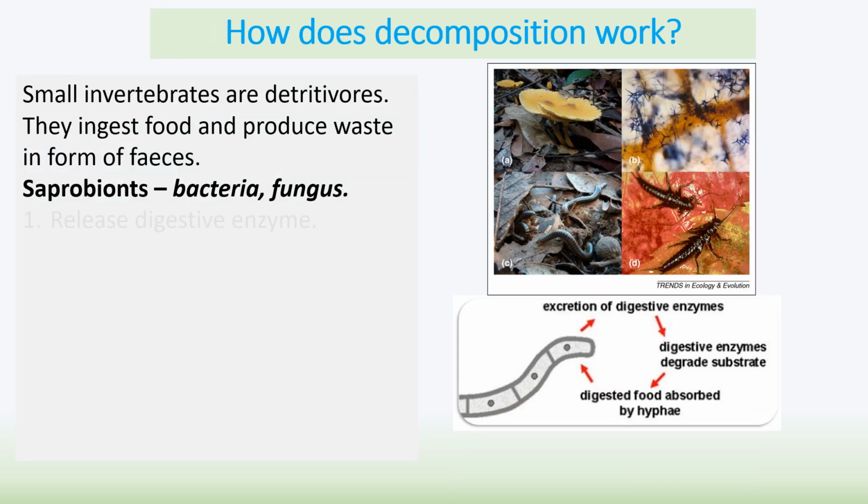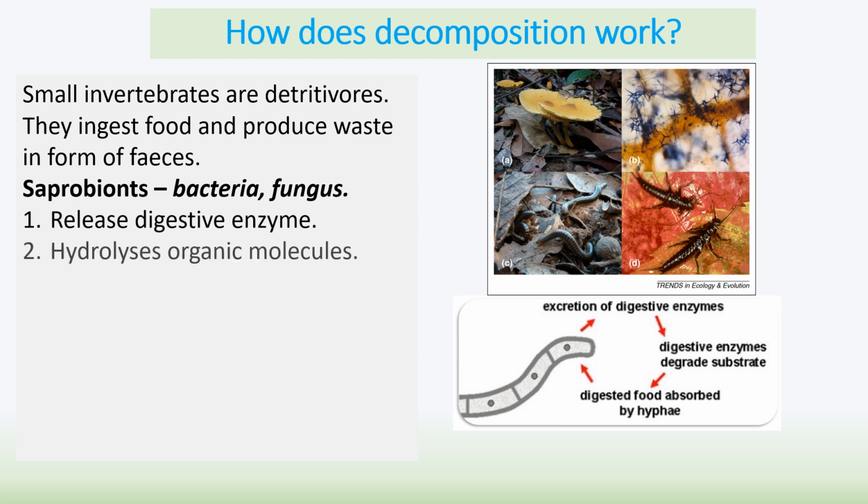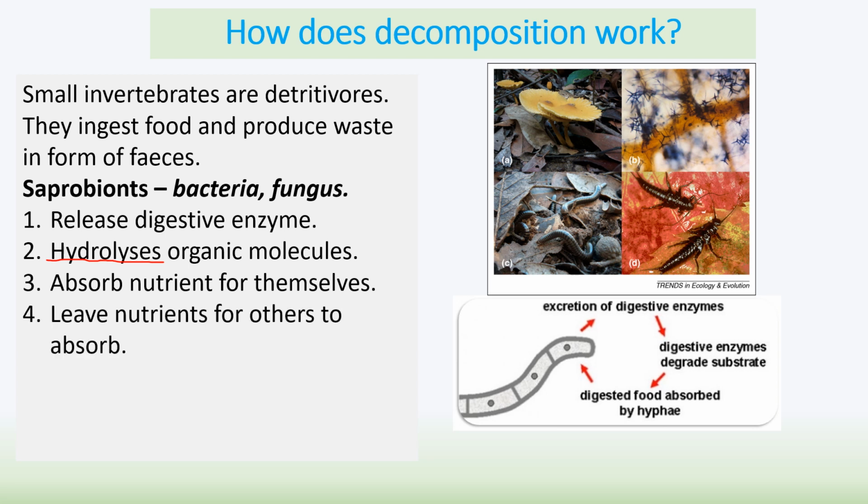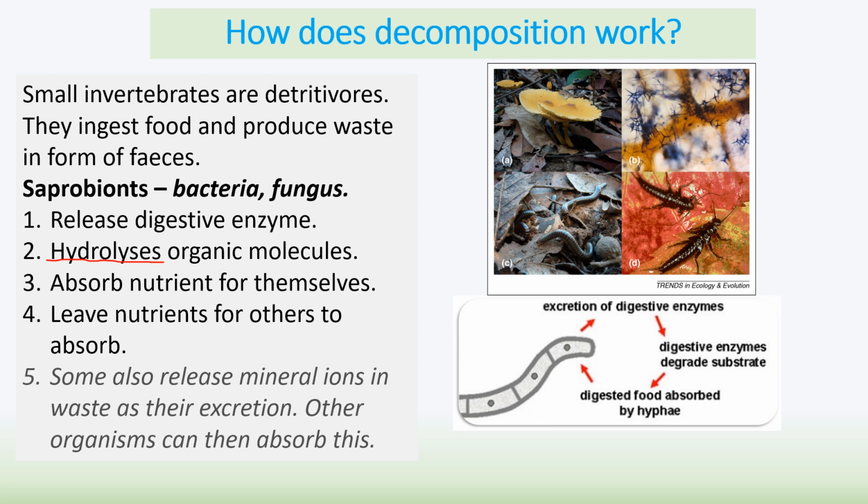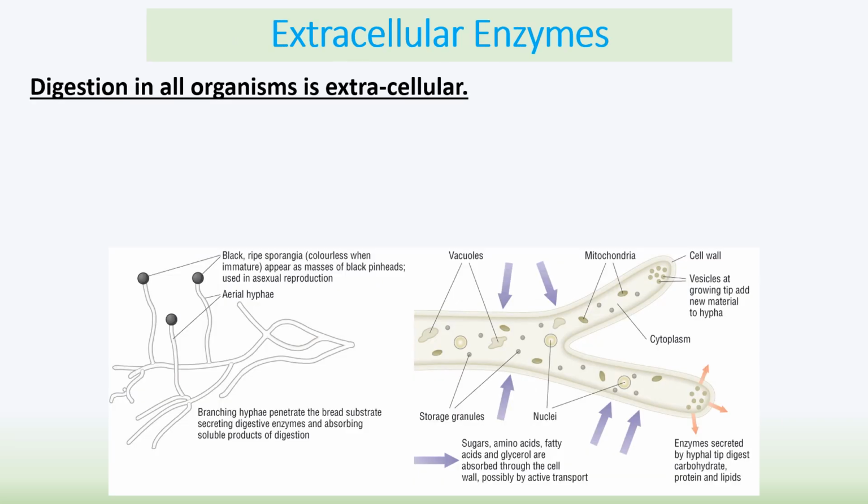So how does it work? Well, they release digestive enzymes. Digestion, if you remember from the biomolecules part of the course, is always a hydrolysis reaction. So this hydrolyzes organic materials. They then absorb these nutrients for themselves, and they'll leave some nutrients in the soil which others can absorb as well, including our plants. They may also release other waste materials, but you don't need to worry about that.